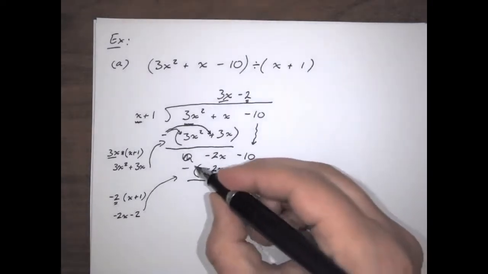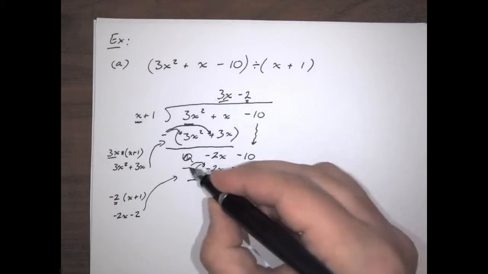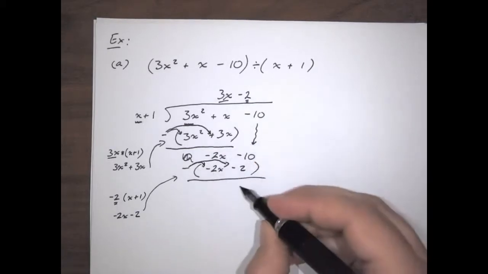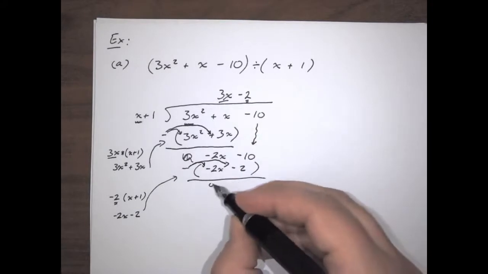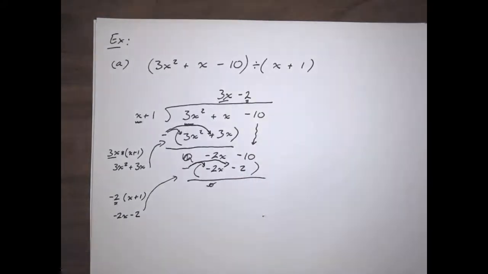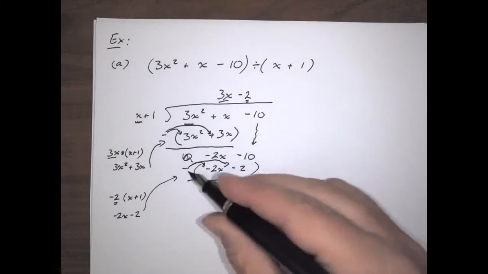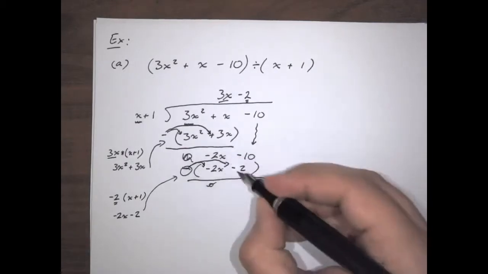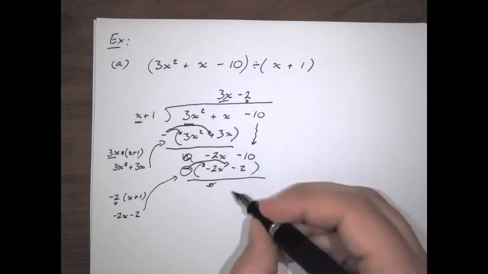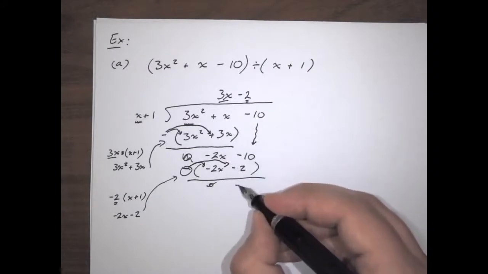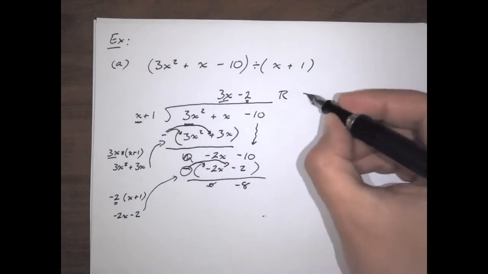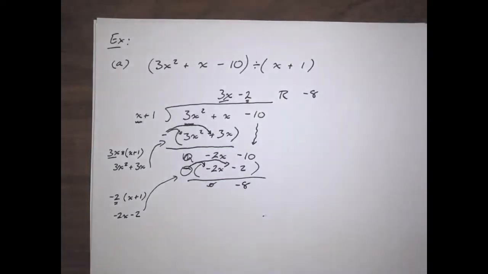Then this negative distributes, and so that's going to disappear, and then it's going to be 0, which we'll ignore, and then here a negative and a negative make a positive, so it's negative 10 plus 2, which is going to be negative 8. So it's a remainder of negative 8.